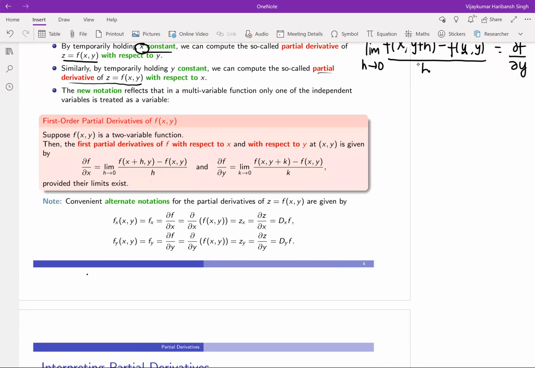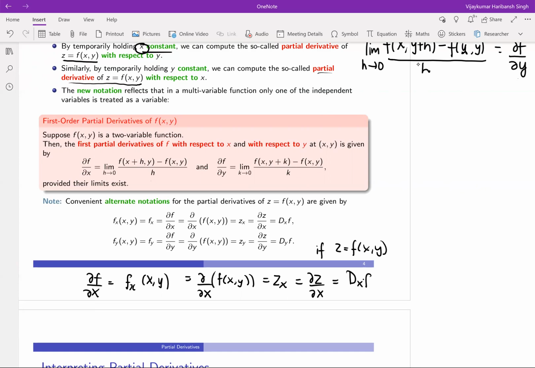So the partial derivative with respect to x can also be written as f_x. Since you're doing the derivative with respect to x, you can write it like that. This can also be written as the partial derivative of f(x,y) with respect to x. This is also written as z_x if your z equals f(x,y), a notation for a function. It can also be written as dou z by dou x, the partial derivative of z with respect to x. So these are the various notations for the same thing.